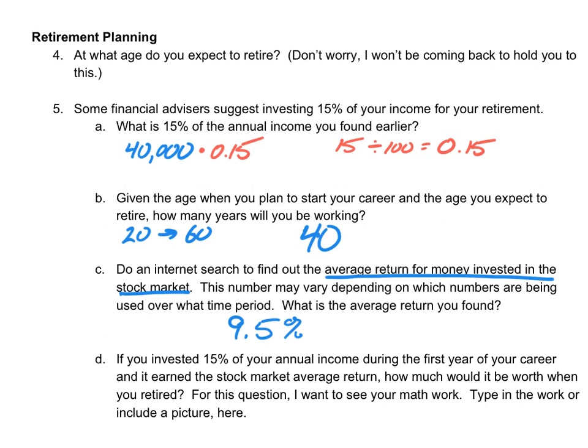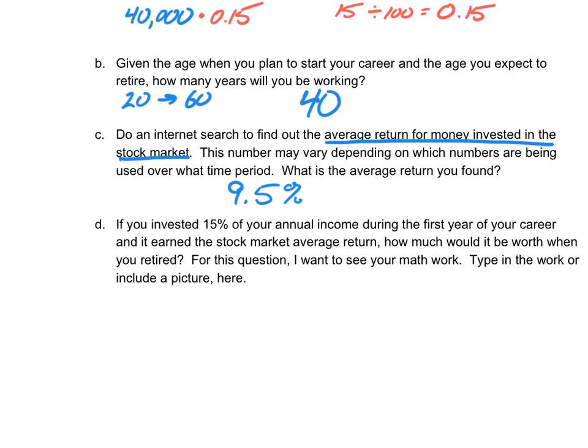Okay. Then I would head on to part D there. And in part D, it says if you invested 15% of your annual income, so again, you're going to go back to that annual income and grab the 15%. In other words, this number right here, 15% of your annual income, that is the number that you found up here in part A. So if we invest that amount of money during the first year of our career, and it earned the stock market average of return, so here is our stock market average return, that is whatever number you found in part C, how much would it be worth when you retired?